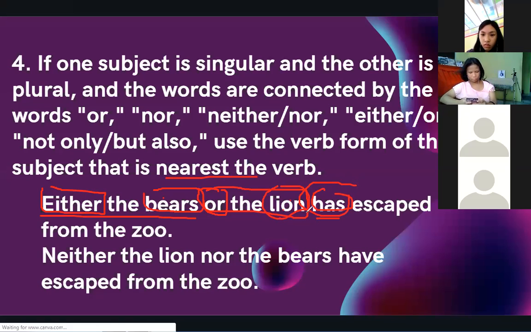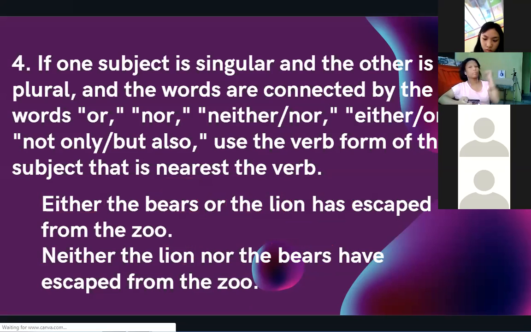Malinaw? Okay. In number 2, meron tayo dyan, neither the lion nor the bears. So meron kang lion uli na subject, meron ka din ditong subject na bears, dalawa. Ngayon ang tanong, anong verb ang gagamitin? Which is closer, lion or bears? Siyempre, bears is closer to the verb. That's why, if bears is plural, then your verb will have to be in the plural form. So yun lang yung ibig sabihin ng rule na ito. Okay po. Tingnan natin sa example na ito.